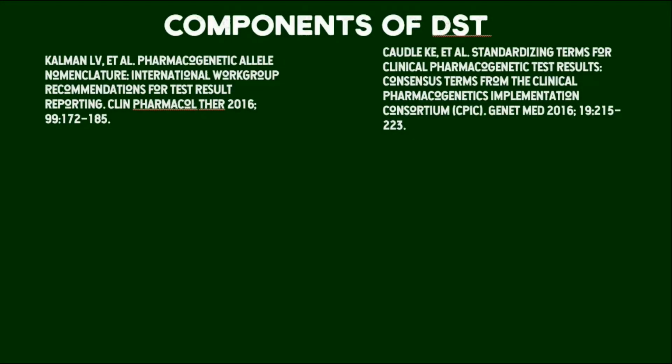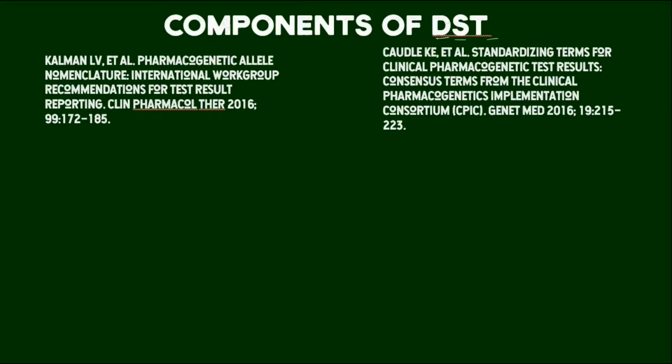Hi everybody, welcome back. In today's video we're going to talk about what the components of a pharmacogenetic decision support tool, or DST, are. In a previous video I talked about what makes up a reliable pharmacogenetic test, and one of the three components was the reporting section, which is generally called a decision support tool, especially if you're using commercially available pharmacogenetic tests. So what components should be in a decision support tool?